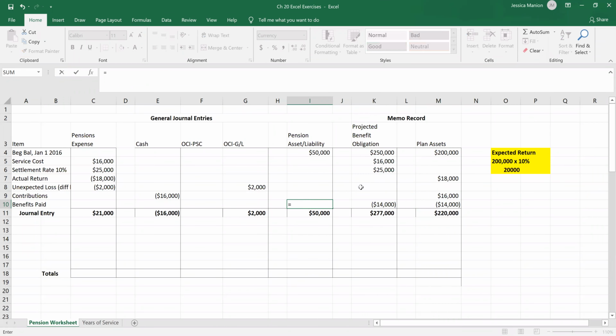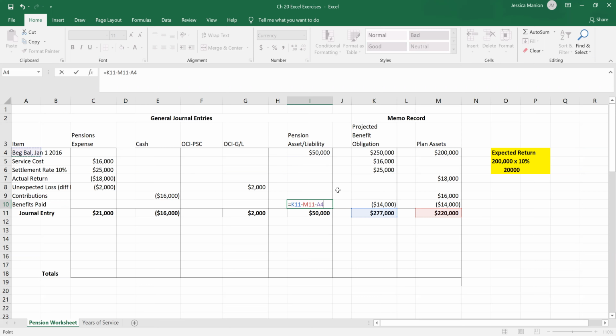So we're going to say equals, we already have the 50,000 in there. What's the best way to put this formula in here? Because we need another 7,000 basically. So let's say equals 277,000 minus 220 minus the 50 that's already in there, basically. So again, we need to recognize more of a liability.